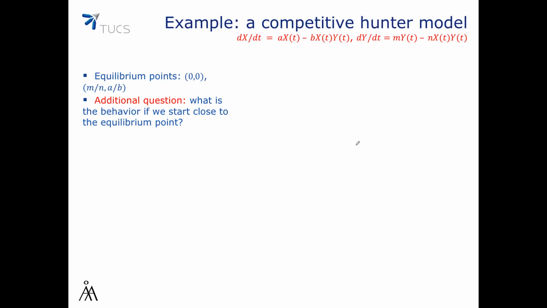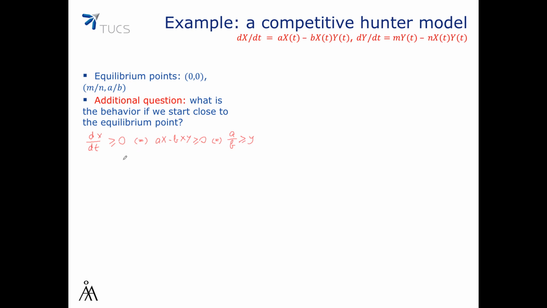To answer the question, we look at whether x and y increase around the equilibrium point m over n, a over b. And for this we are going to study the derivatives of x of t and y of t. So we look at this question, where is dx/dt greater than or equal to 0? And this is equivalent with ax minus bxy greater than or equal to 0. And this is equivalent with a over b greater than or equal to y.